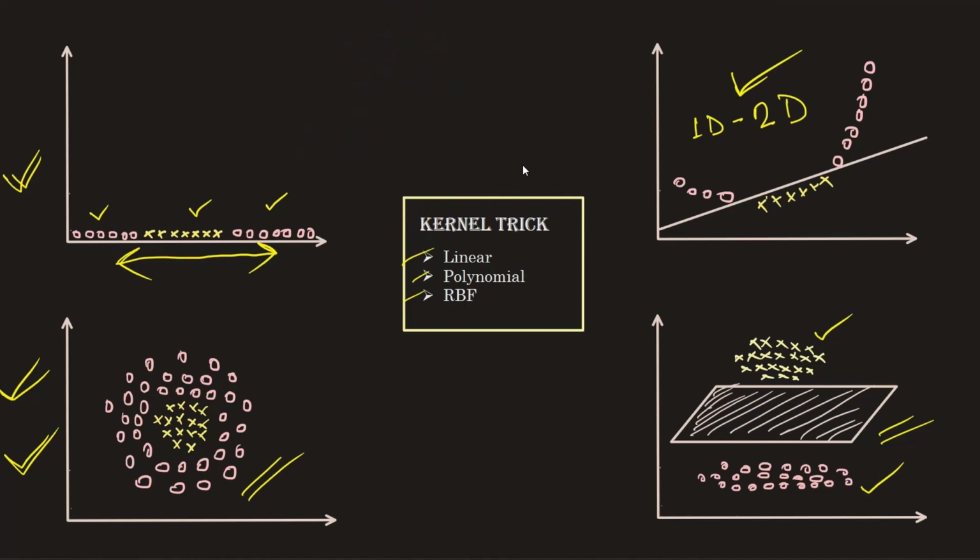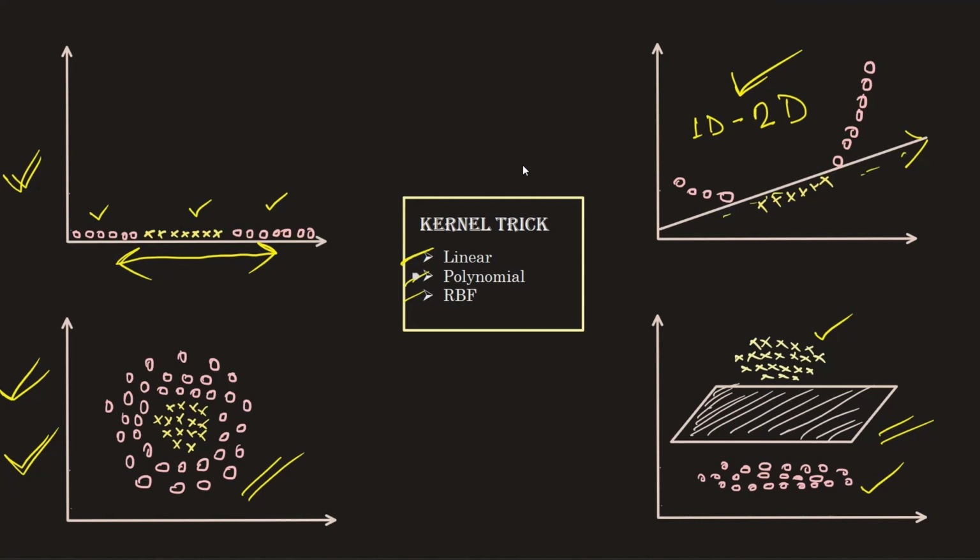Now let's quickly explore these kernels one by one. So linear kernel is the first one that we explored initially, for example this one, where two different classes can be simply classified by drawing a straight line, of course along with the margin in terms of SVM.